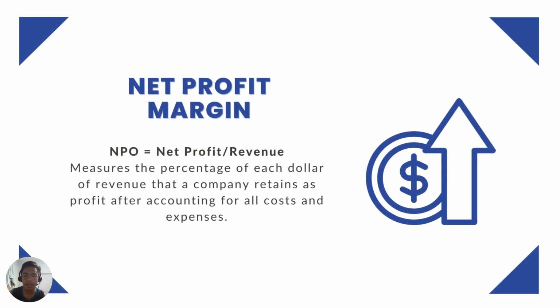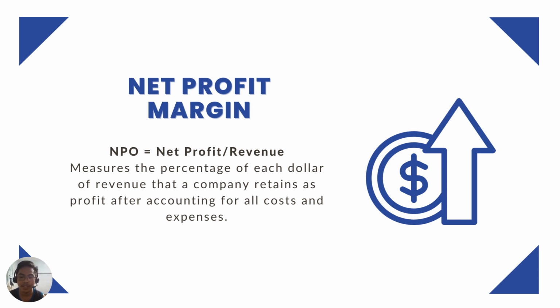The last ratio that we're going to discuss is the net profit margin. The NPM is calculated by dividing the net profit, or the total profit after accounting for all the revenue, costs, and expenses, by its revenue. It measures the percentage of each dollar of revenue that the company retains as profit after accounting for all costs and expenses.